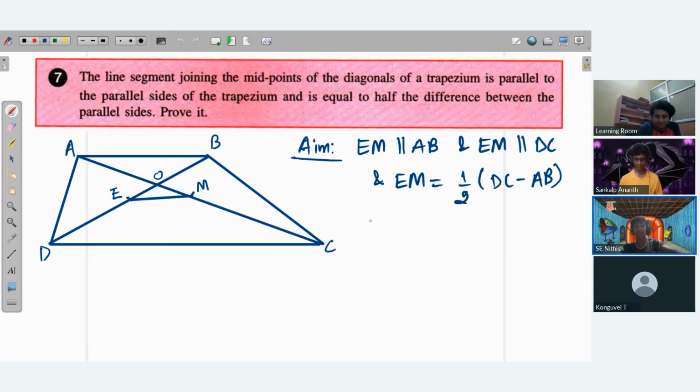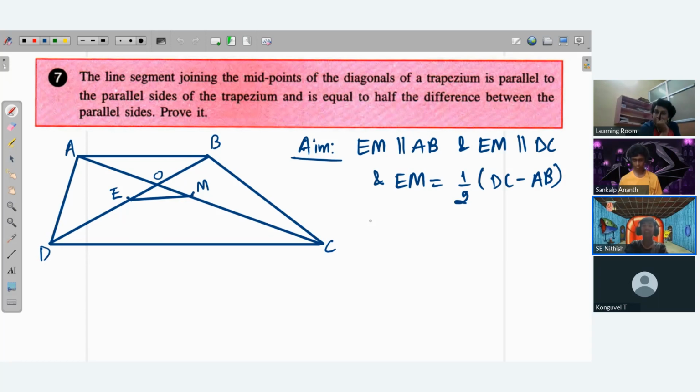FM is a line segment connecting the midpoint of AD and the midpoint of AC. And EZ connects E, the midpoint of BD, and Z, the midpoint of BC. So we are connecting two line segments. If we subtract the two line segments, FM minus EZ, we'll get EM.